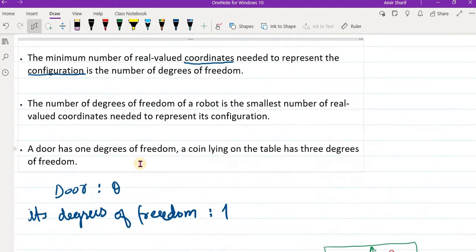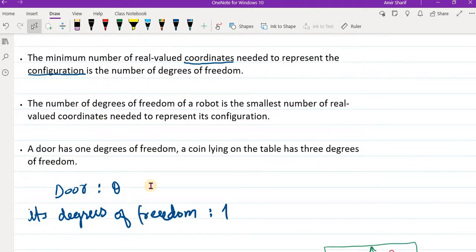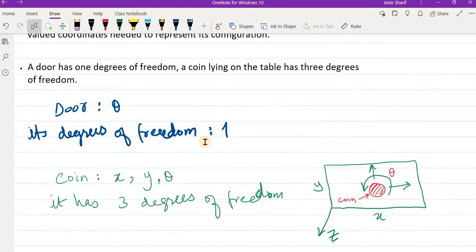So first you need the coordinates that are being used to represent its configuration. So the configuration is the specification of its position. So once you have the coordinates, the number of coordinates you need to represent its configuration are the degrees of freedom. So for door it was 1, and for coin it's 3.